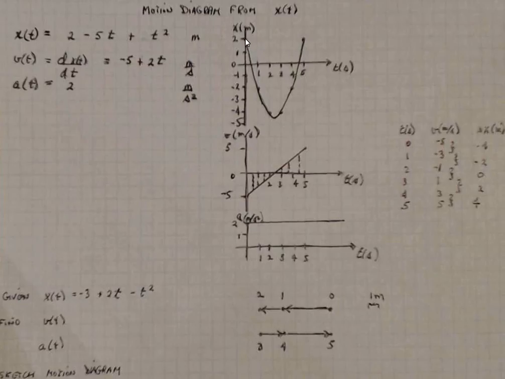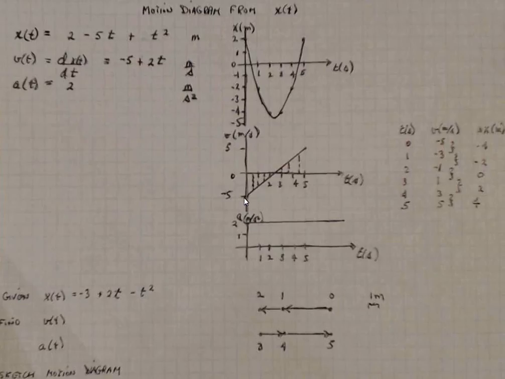So you can see that the object is moving in the negative direction up until time 2.5, and this is a turning point, and then at that turning point it begins to move in the positive direction. The v versus t curve shows the same kind of thing.